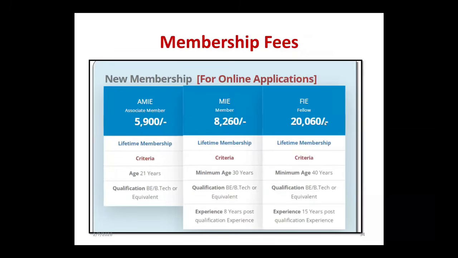Then the membership fee for AMIE is 5,900 rupees in online mode. For MIE it is 8,260, and for FIE it is 20,660 rupees. Along with that, all the criteria are mentioned here, what I have explained to you. For FIE, 15 years of experience is required, and from the faculty category only associate professor and professor, as per the AICTE norms, if you are getting the salary, then only that FIE membership can be allotted to you. That FIE membership is very well known, and it is an honor if you get it. You can write that FIE after your main degree, as an additional degree.